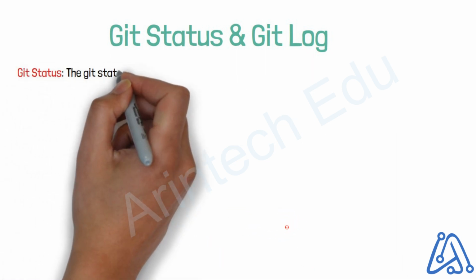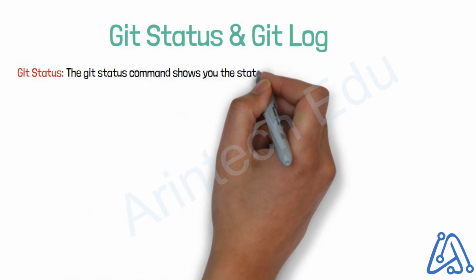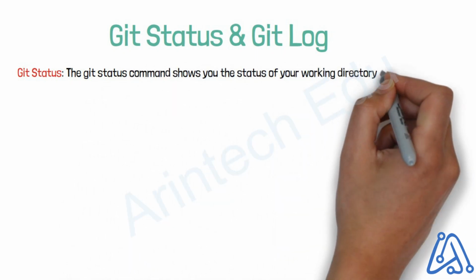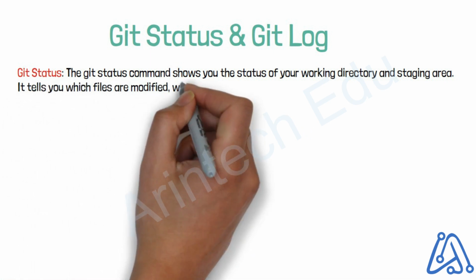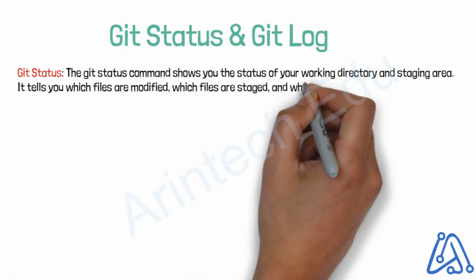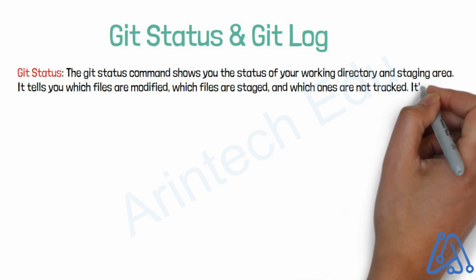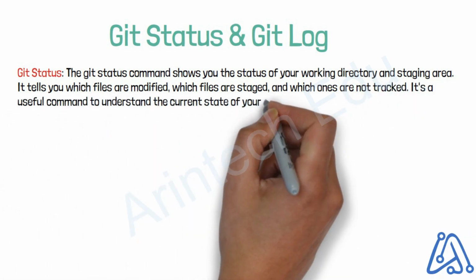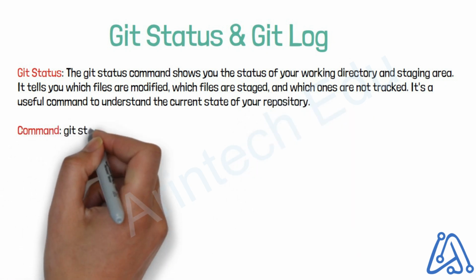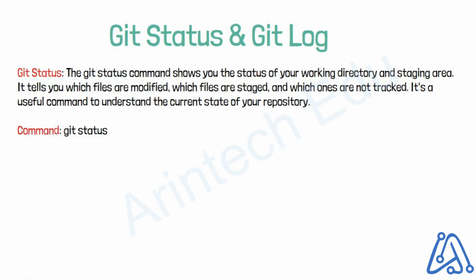Git Status. The git status command shows you the status of your working directory and staging area. It tells you which files are modified, which files are staged, and which ones are not tracked. It's a useful command to understand the current state of your repository. Command: git status.